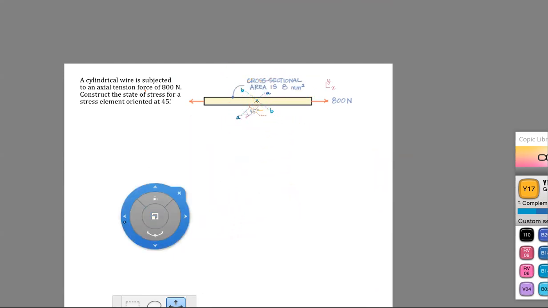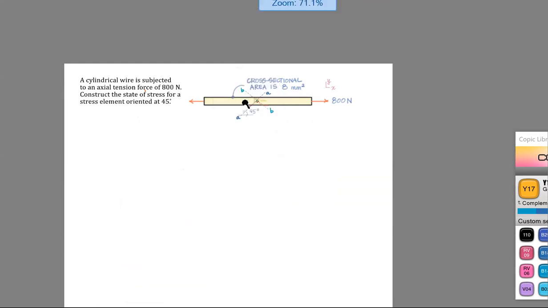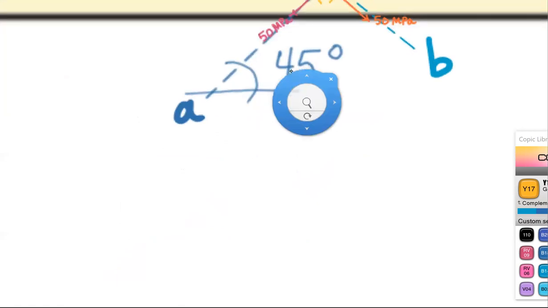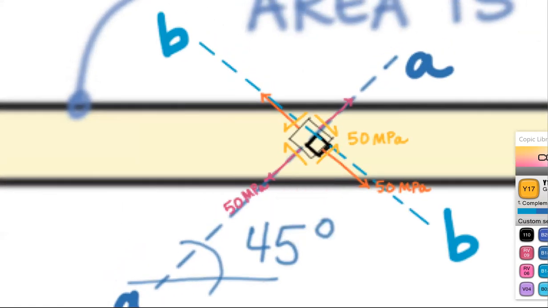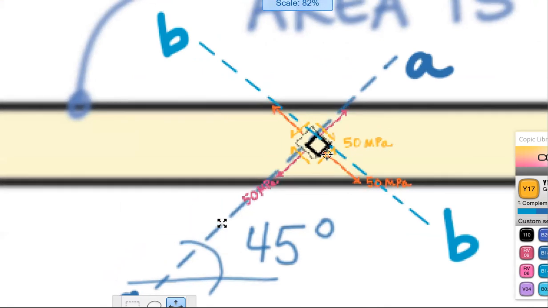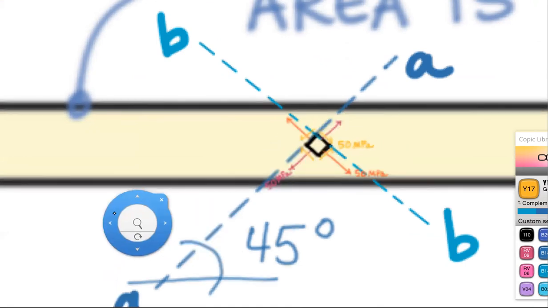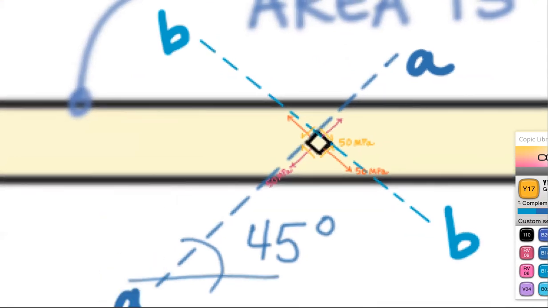Zoom back in, put it right there where we started. For any particle that is aligned at this orientation, right about like that. Okay, any particle that is aligned at that orientation of 45 degrees is in essence going to look like that. Now, let's do one other thing.